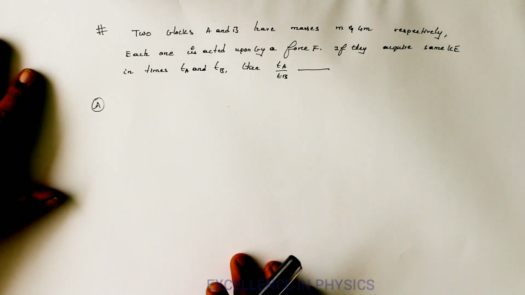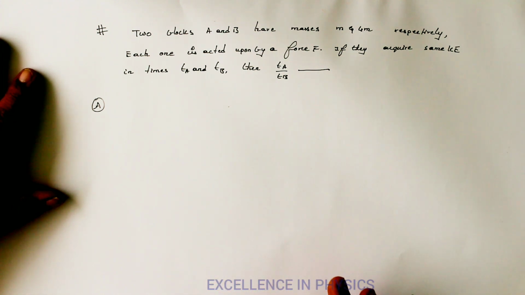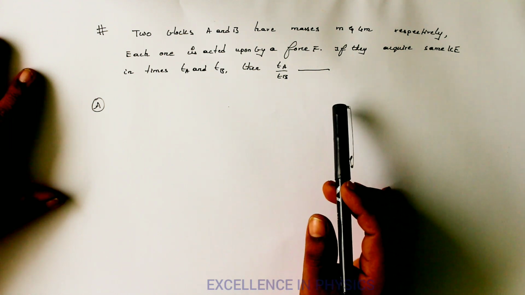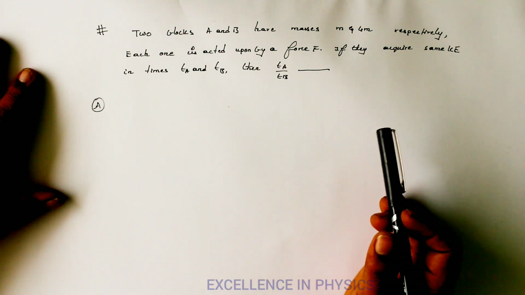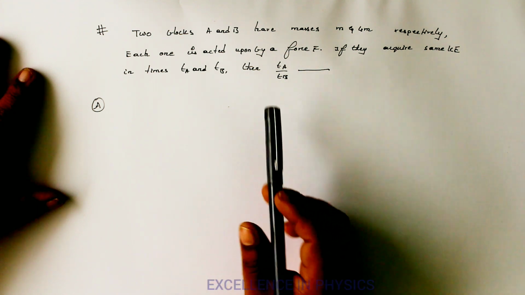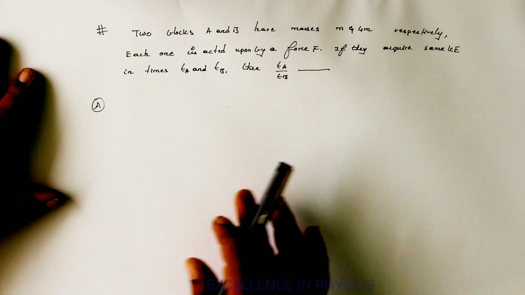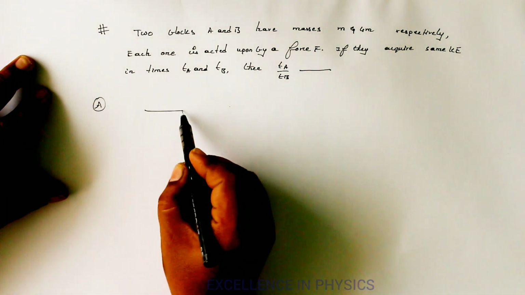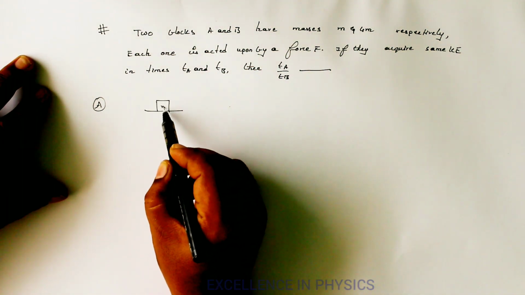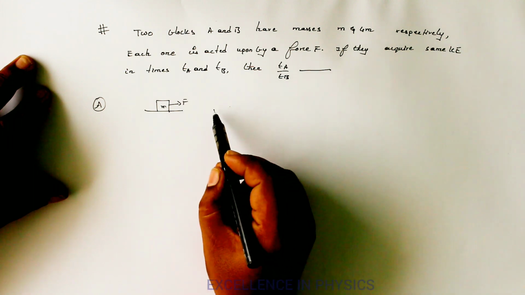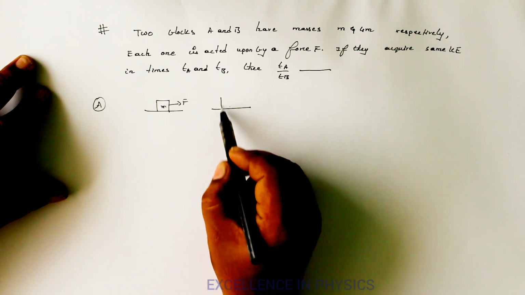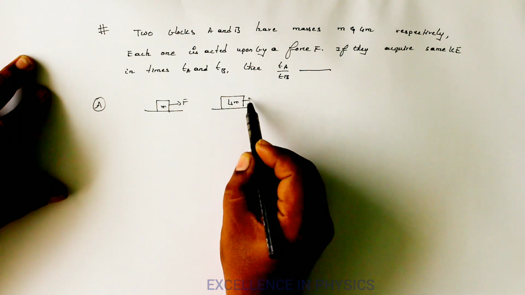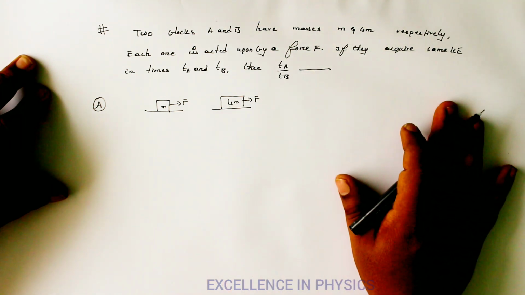So dear students, let us see this question. Two blocks A and B have masses m and 4m respectively. Each one is acted upon by a force of F. If they acquire same kinetic energy in times TA and TB, then we are supposed to find out the ratio of TA and TB. So let us take this is one block of mass m. This is acted upon by a force of F. We have another mass 4m, which is also acted upon by the same force.